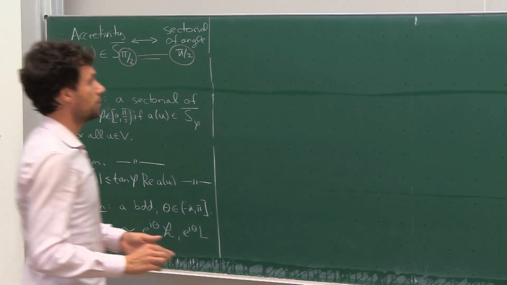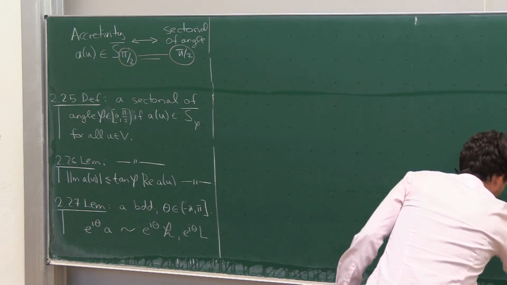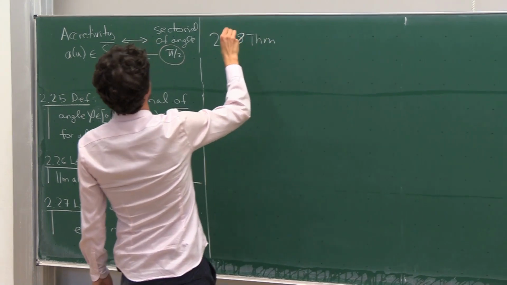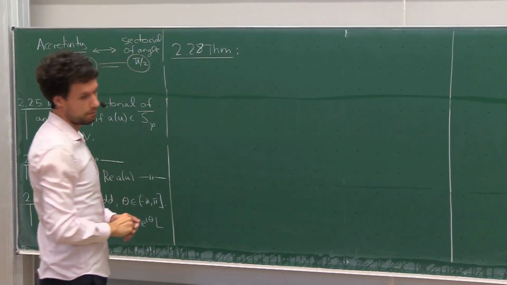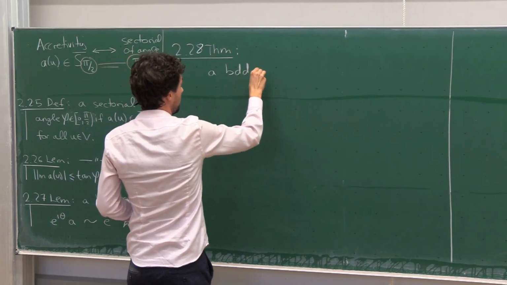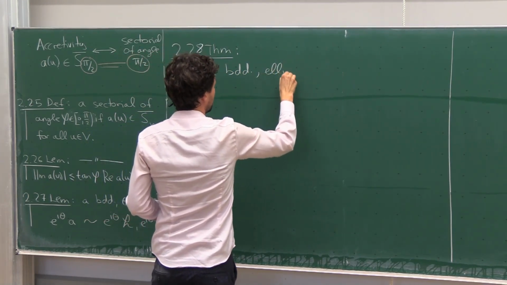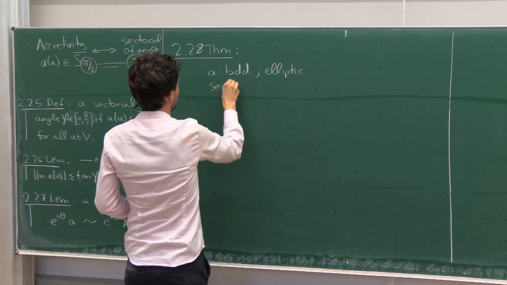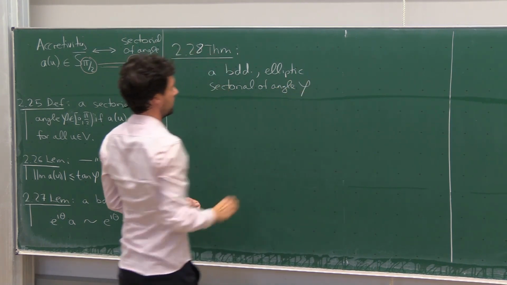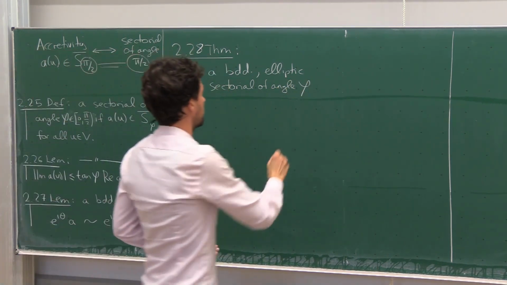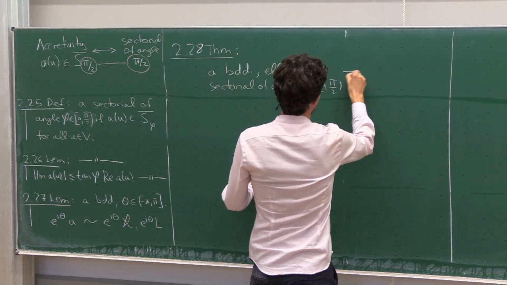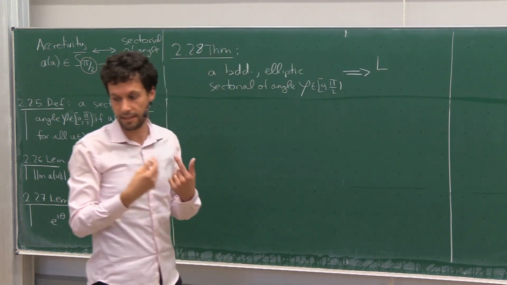Okay, and so with all these things set up, here is the enhanced version of the generation theorem that I proved in the middle of this lecture, and it is what it should be. So A is bounded, it's going to be elliptic, and it's sectorial of angle phi. Okay, and phi is going to be between 0 and pi over 2. And then this implies that the associated operator L is sectorial of angle phi.